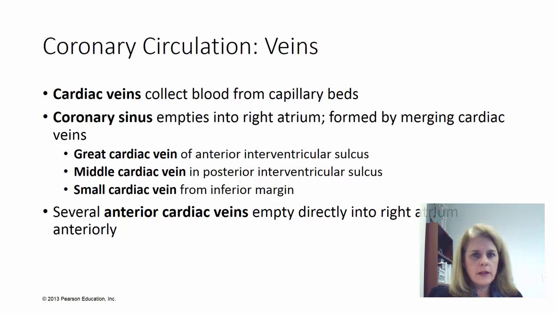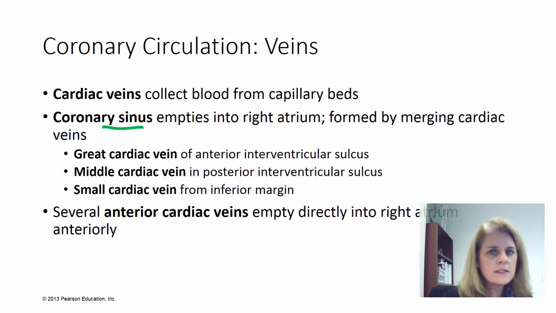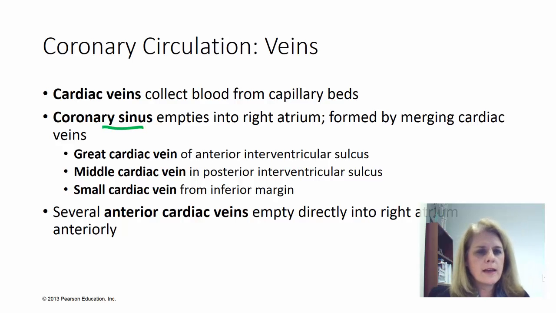So the blood is going to go out through the arteries, so it's going to return through the veins. Okay, so you have cardiac veins, cardiac arteries become cardiac capillaries, you have exchange occurring, now you have capillary beds, capillary veins bringing the blood back. All of your cardiac veins will drain into a coronary sinus, and then that sinus empties right back into the right atrium.